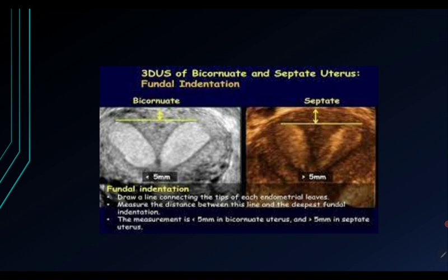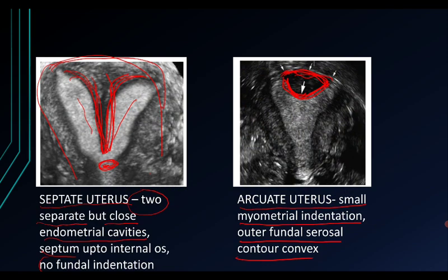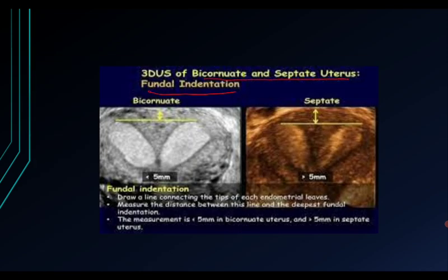Then 3D ultrasound of bicornuate and septate uterus: fundal indentation. How will you differentiate the fundal indentations? I told you there is no fundal indentation in the bicornuate uterus. In the septate uterus there is somehow a fundal indentation. Here is the septum, the bicornuate uterus and the septate uterus. Now you have to differentiate the bicornuate and septate.